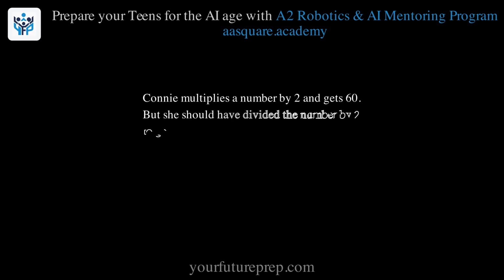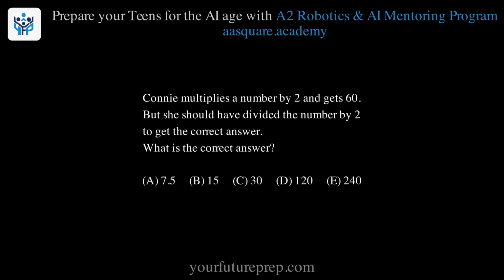Here's problem 1 from the 2005 AMC 8. Connie multiplies a number by 2 and gets 60 as her answer. However, she should have divided the number by 2 to get the correct answer. What is the correct answer? The choices are 7.5, 15, 30, 120, and 240.